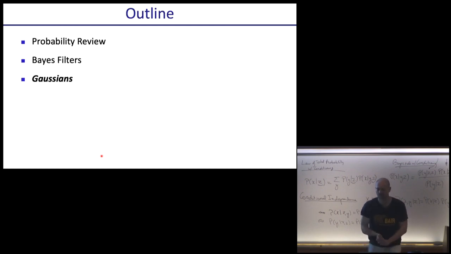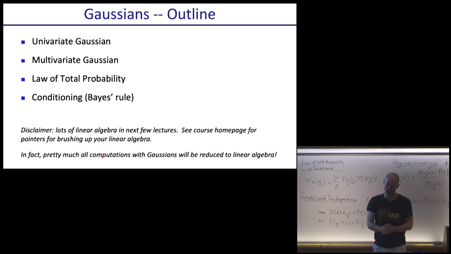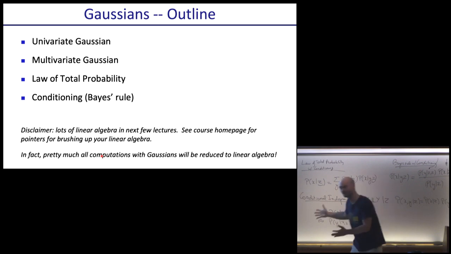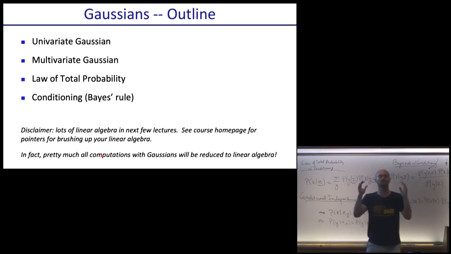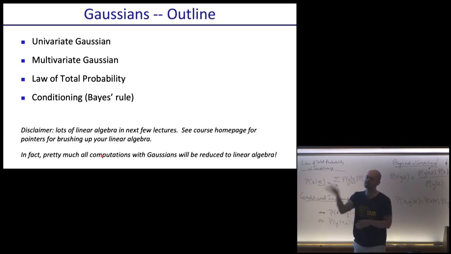OK, that's it for Bayes filters. I want to now move on to Gaussians. We'll look at univariate Gaussians and multivariate Gaussians. We'll look at the law of total probability for Gaussians, which we already covered for discrete cases, and what the math looks like for Gaussians. Actually, we'll do that next lecture, but that's on the menu for Gaussians. And we'll look at conditioning and Bayes' rule, and how it shapes up for Gaussians.